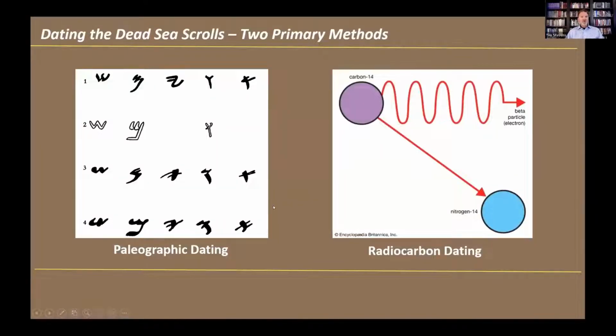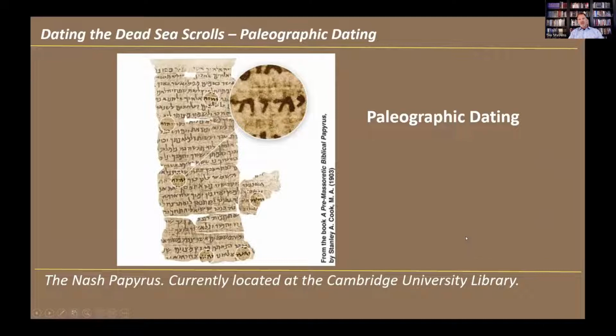All right, so we'll look at 2 methods of dating the scrolls. One of them uses paleographic dating, and the other method is radiocarbon dating. And these are really the 2 primary methods that are used for dating the scrolls. And so first we'll take a look at paleographic dating.